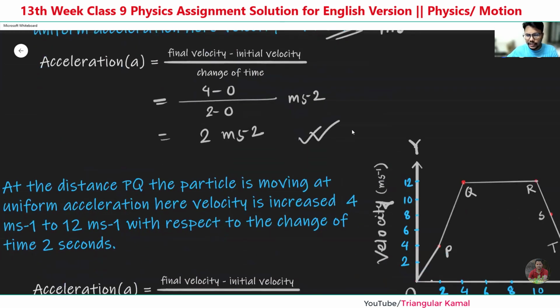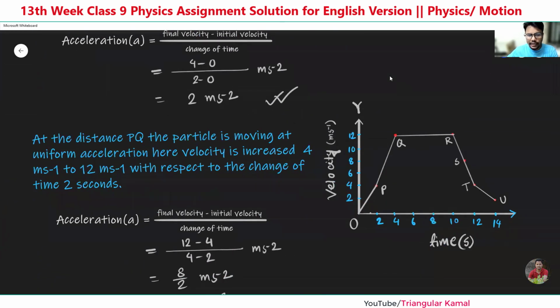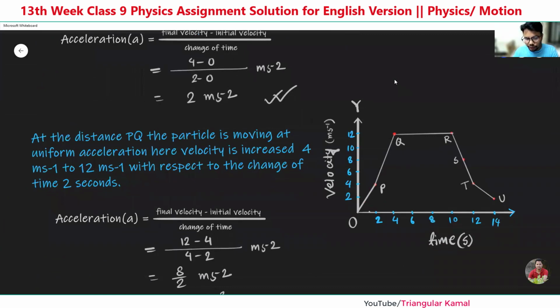So now here the second step, P to Q. Here P means at 2 seconds the position of the particle is at P, and the position of the particle after 2 seconds is at Q. That means at 4 seconds the position is at Q. So now the change of time is 2 seconds. The change of velocity is 4 to 12. That means 12 is the ending velocity and the initial velocity is 4.